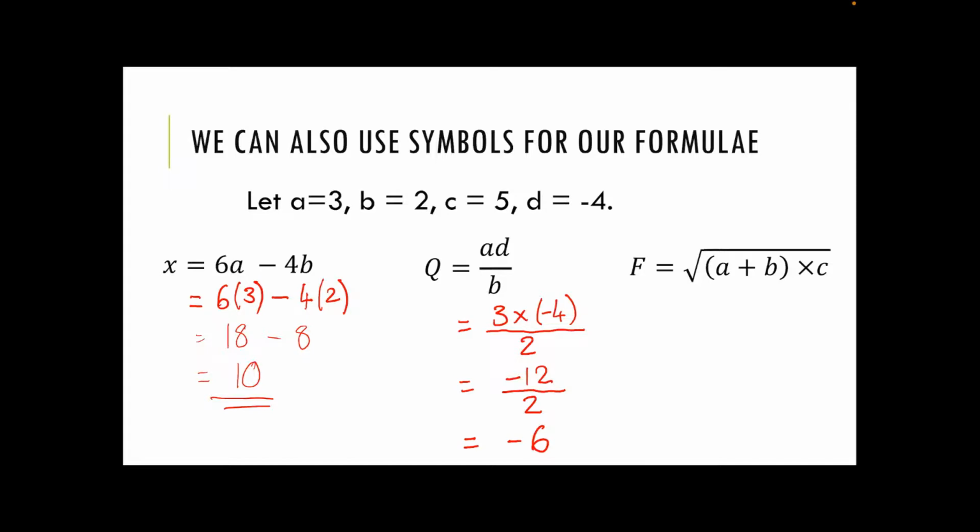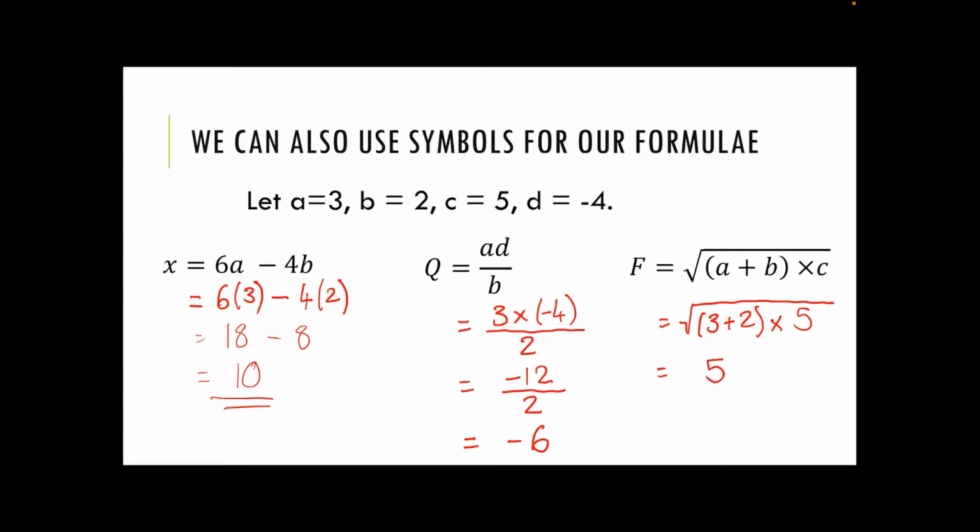And then formula F says the square root of A plus B multiplied by C. So first thing that I always do is sub in. So A is 3 and B was 2. C was 5, so we should have 3 plus 2 multiplied by 5 and our square root sign over the full thing. So according to BODMAS, I need to do my brackets first.